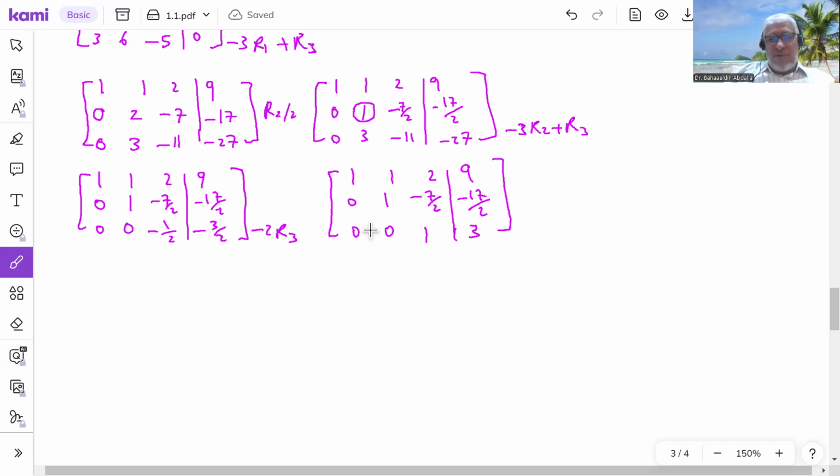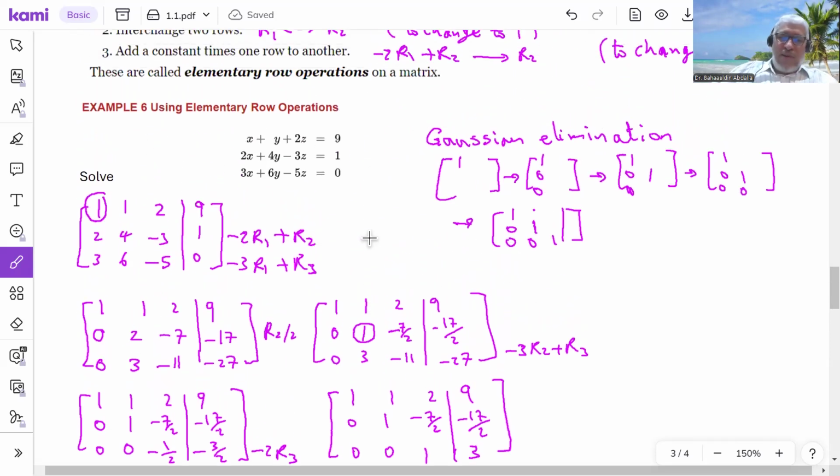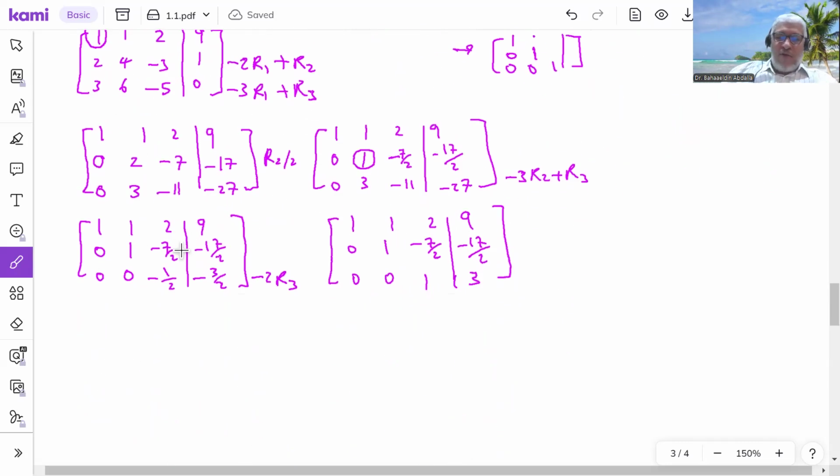If you are using Gaussian elimination, that's it. We stop here. And we write the system of equations again. So if you have a system of equations, you can write the augmented matrix. And if you have the augmented matrix, you can write the system.